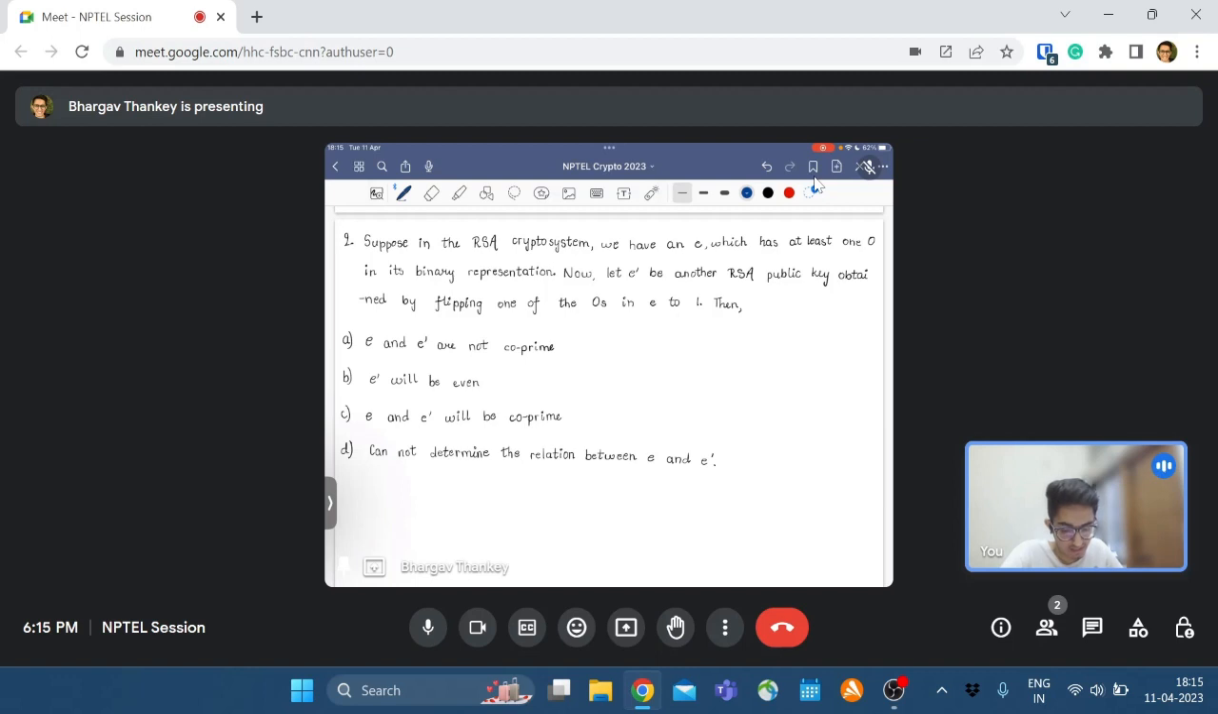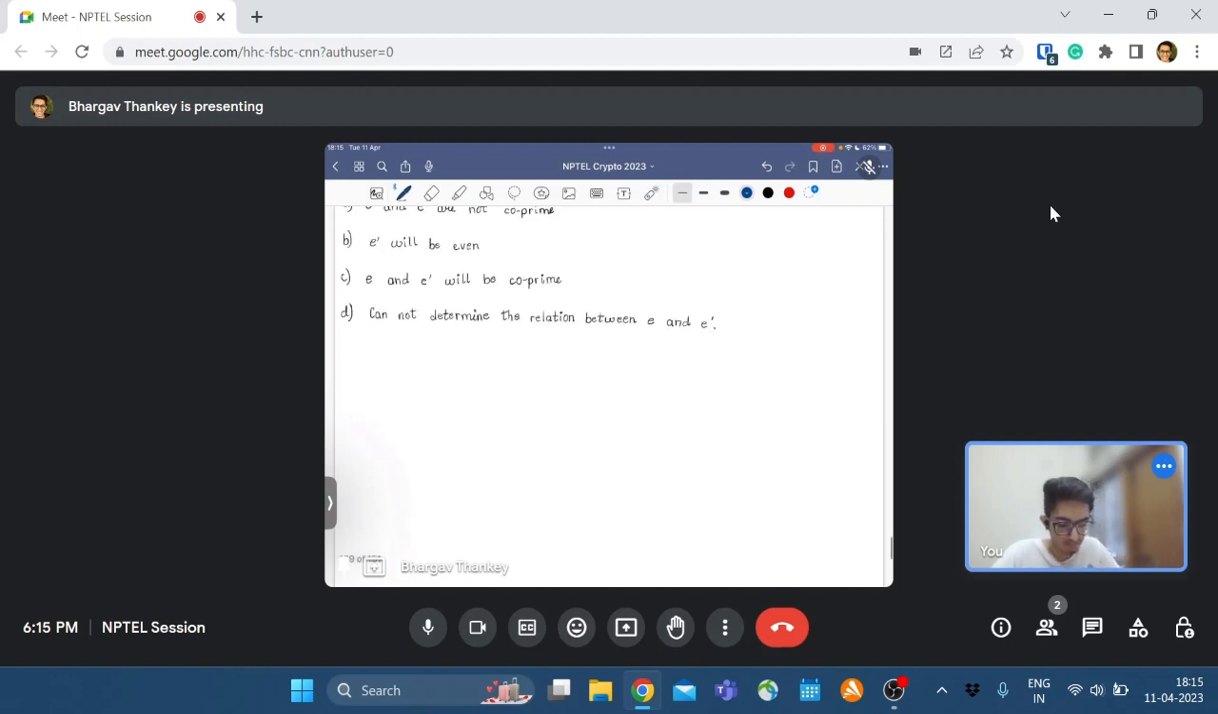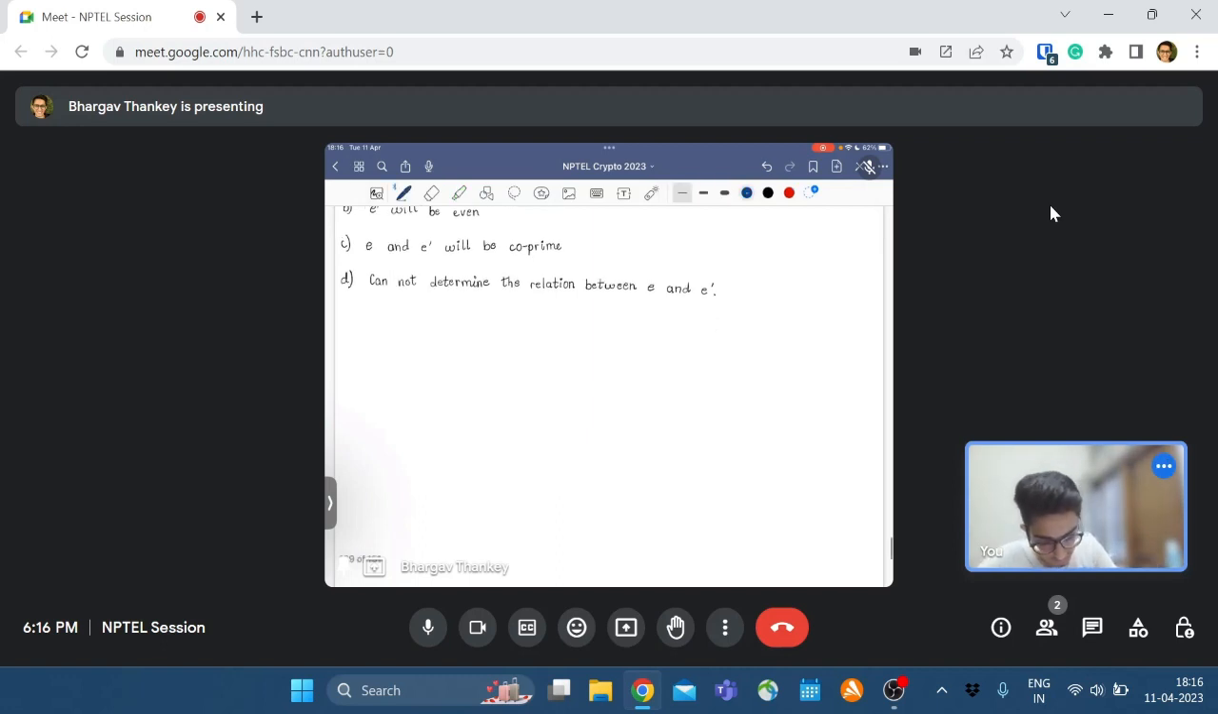So let's see which of these are correct. At first sight, it might appear that since we are just flipping a 0 in E to obtain E prime, it should be difficult to determine a co-prime or not co-prime relationship between E and E prime. So at first sight, it might appear that option D is correct, but as we'll see, that's not the case. So we'll show that option C is correct. That is, E and E prime are co-prime.